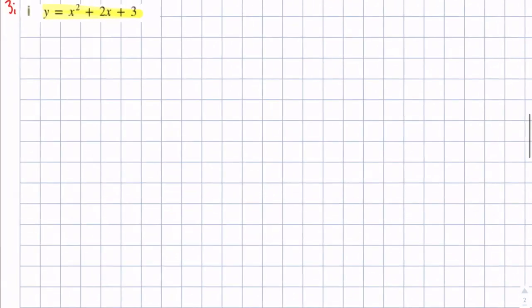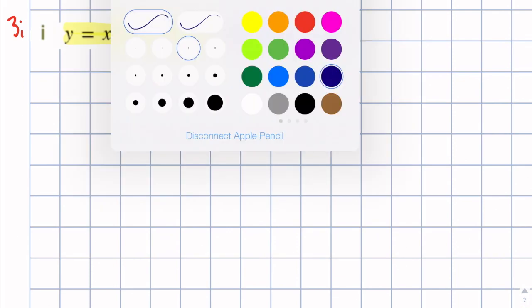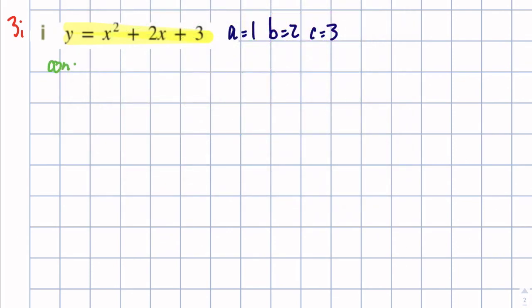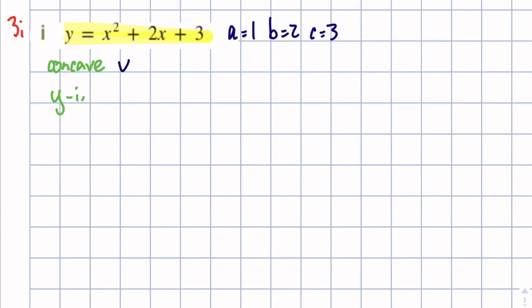Okay, let's have a look at one more example, 3i, x squared plus 2x plus 3. So again, a equals 1, b equals 2, c equals 3. We should be able to run through this really quickly. So concave. You know straight away it's concave up. Y-intercept. You know straight away y equals 3.